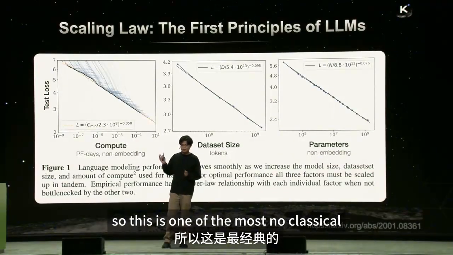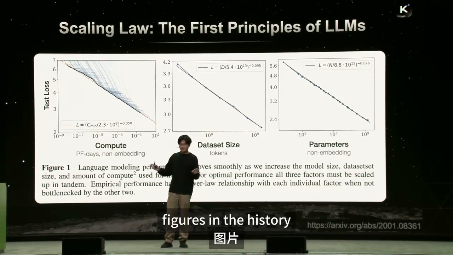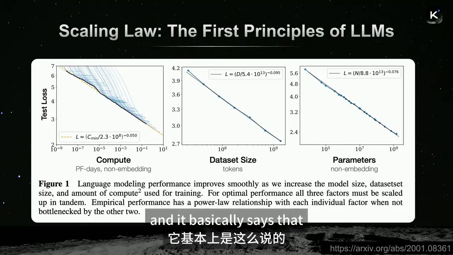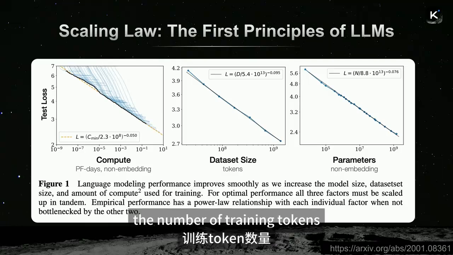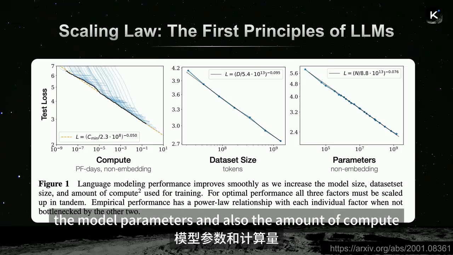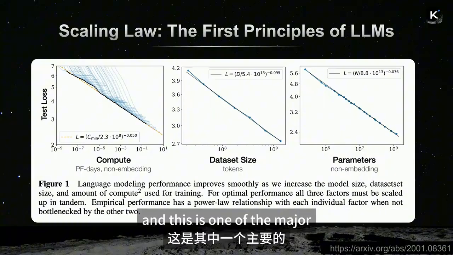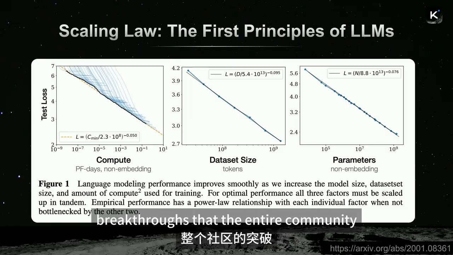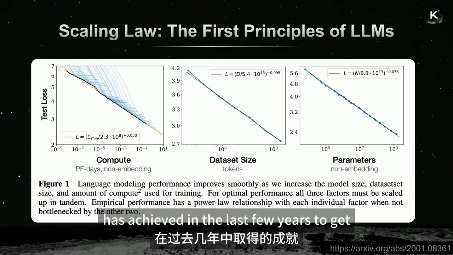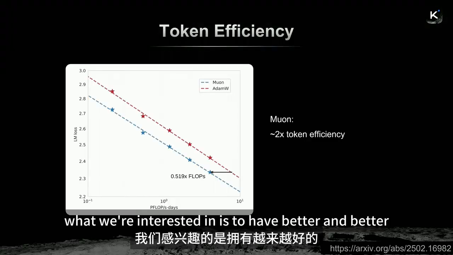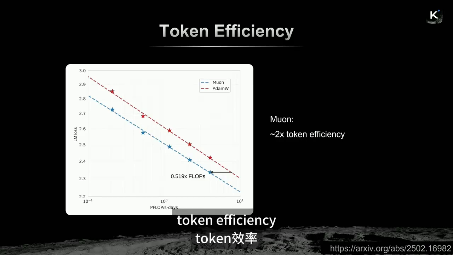All right, so we're going to start from token efficiency. This is one of the most classical figures in the history of machine learning. It's taken from Kaplan et al. And it basically says that if we scale proportionally the number of training tokens, the model parameters, and also the amount of compute, we can get lower and lower loss. And this is one of the major breakthroughs that the entire community has achieved in the last few years to get better intelligence. But here, what we're interested in is to have better and better token efficiency.